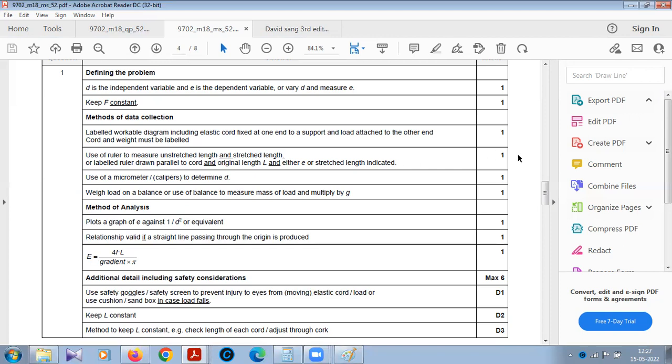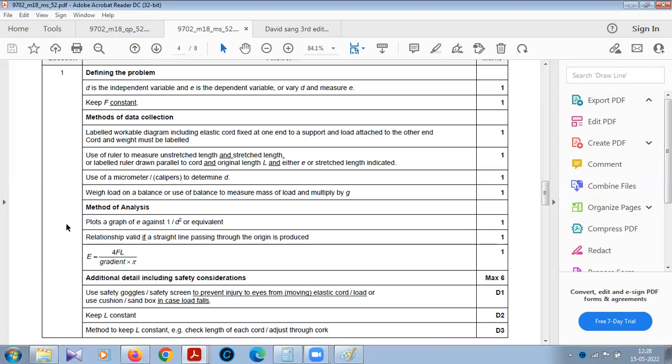there is 1 mark for that, and then we are using a micrometer or some vernier caliper to measure the D. So there is 1 mark for that. And then we are using the weight, and we are multiplying with g to find out the force. So there is 1 mark for that. So all these things, some diagram you have to show, and some in points you can write down the procedure and the variables.